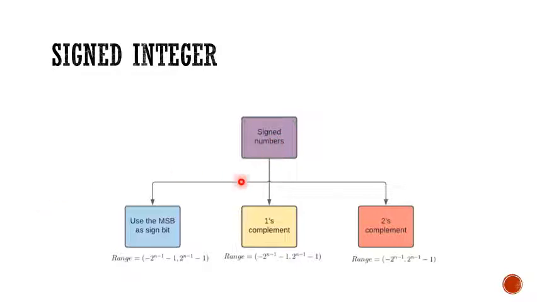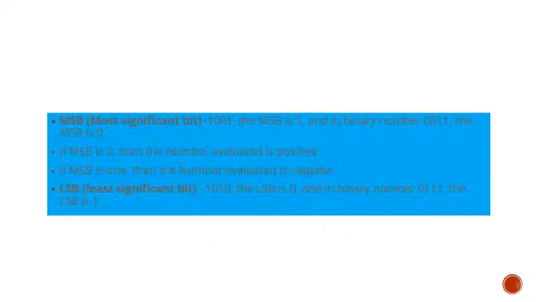The signed number can be represented by using the MSB as the sign bit, or it can make use of 1's complement for representing the signed number, or it can use the 2's complement. Let us discuss each in detail now. First, we will go with the most significant bit.